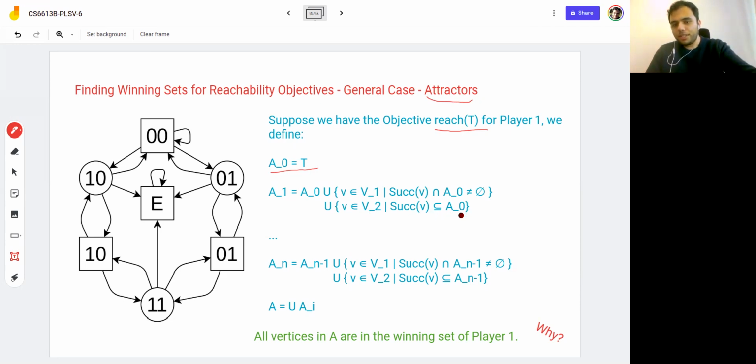So no matter what he does, no matter where he goes, in the next step, player 1 will win. So this is the construction that we have, and this is called the attractor construction.